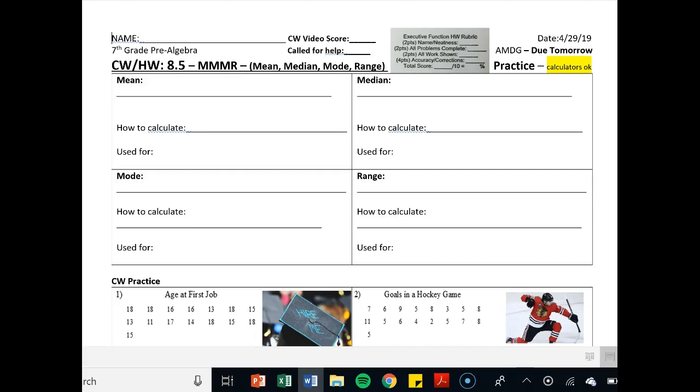Welcome to Classwork Homework 8.5 MMMR, standing for mean, median, mode, and range. Practice homework. It's due tomorrow. Make sure to write your video score up here at the top.